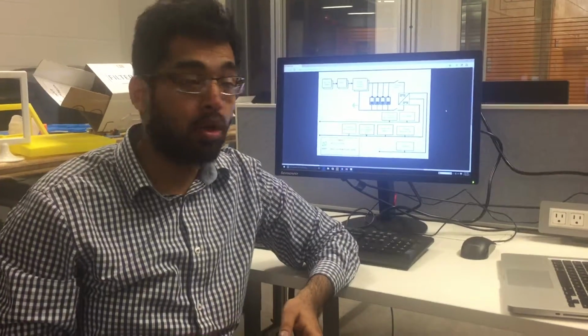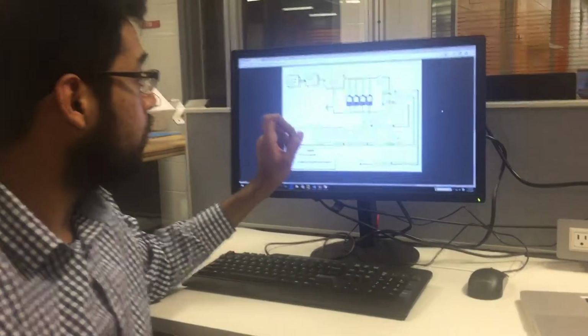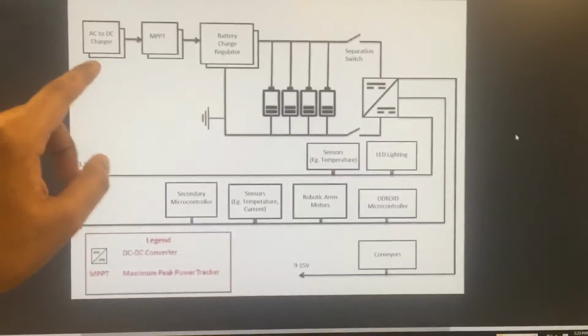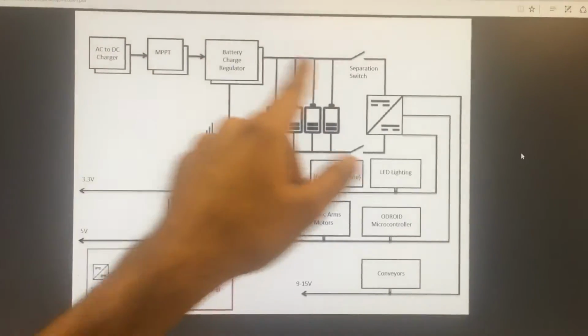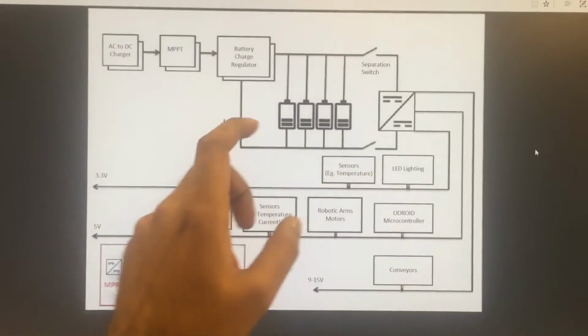Hi, so now we'll be talking about the test procedures for the power subsystem. So this is basically the layout for the power subsystem where we actually convert AC to DC using a laptop charger, and from that onwards we have a power board which actually supplies or distributes power to our other components.